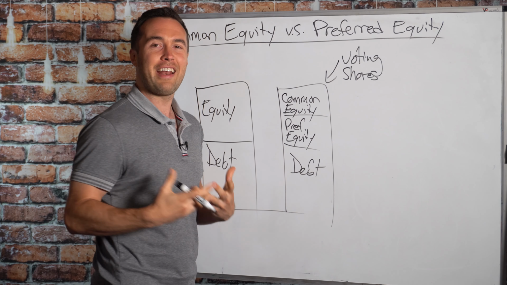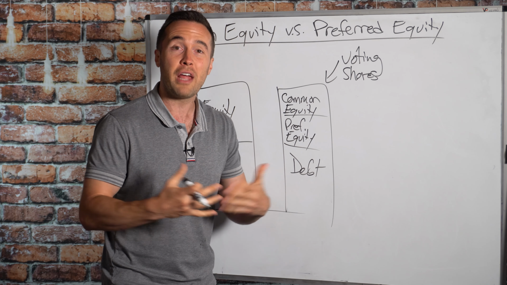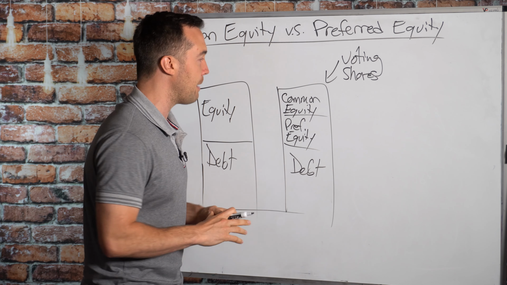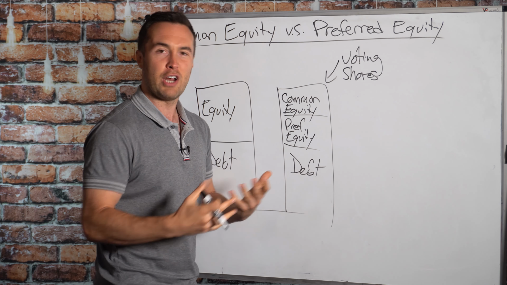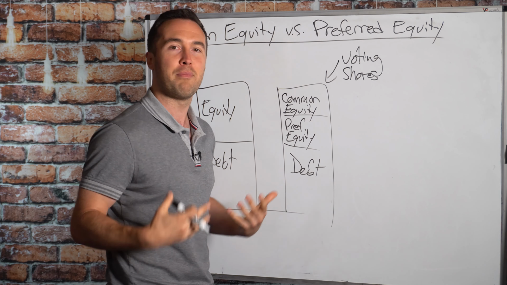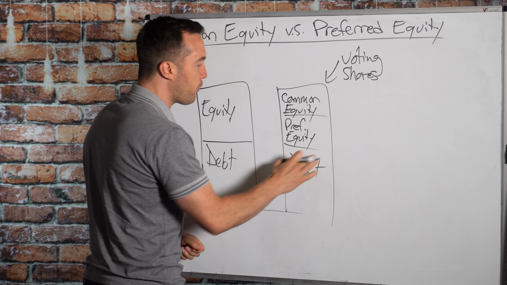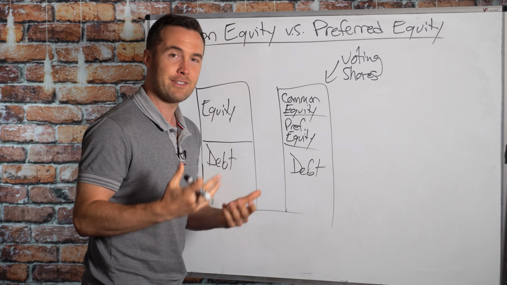Preferred equity will not have that control of the project. They won't have the voting rights. And oftentimes the way this plays out is the common equity is held by the general partner, the people running the deal. They're making the decisions. And then the preferred equity is held by the passive investors.